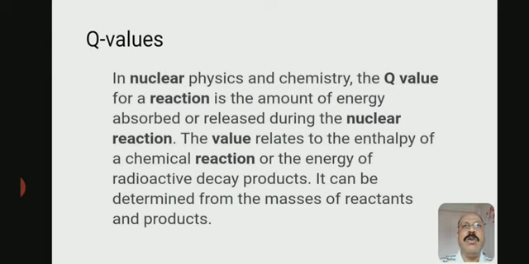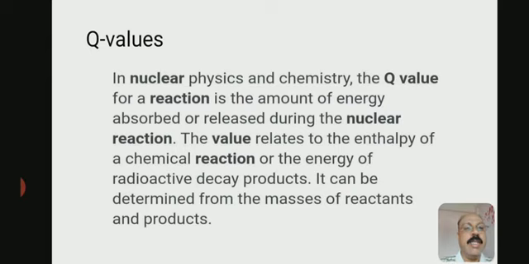Already all of you know about the nuclear reaction. So what happens when a nuclear reaction occurs? Some energy must be liberated. In the process, energy is liberated or it is absorbed. How much energy is liberated and how much energy is absorbed is called the Q value of the reaction.